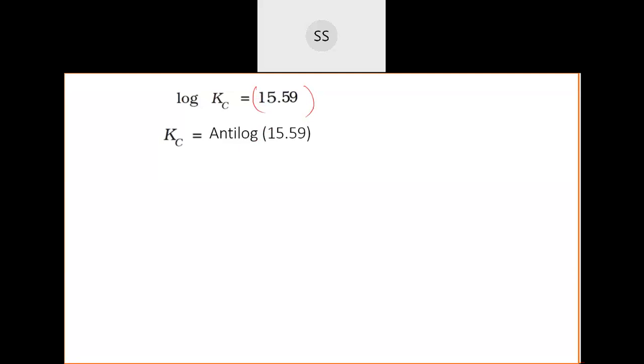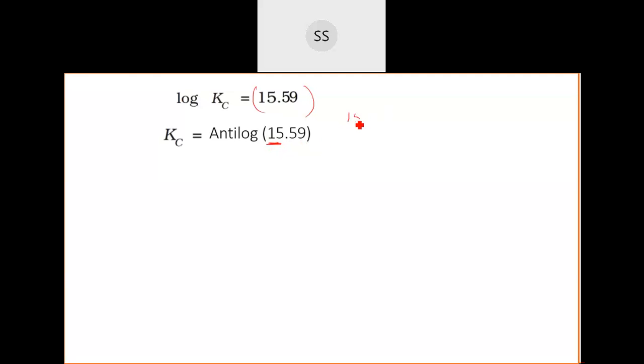Now when you are taking the anti-log, students, see, whatever number you have in the beginning, that should be taken as a power. Remember, whatever numbers are there before the decimal, now here 15 is there, and then after that you are having 0.59.